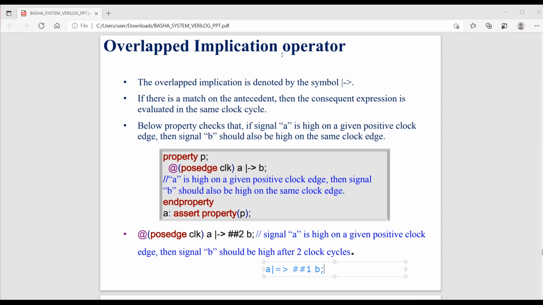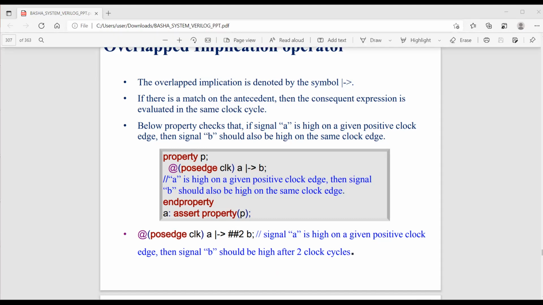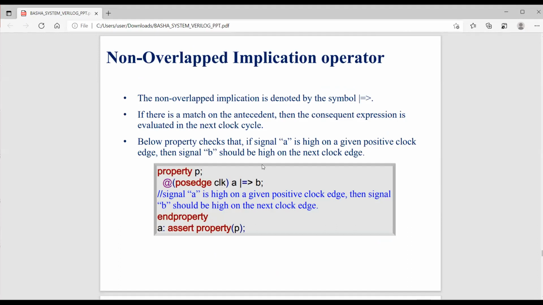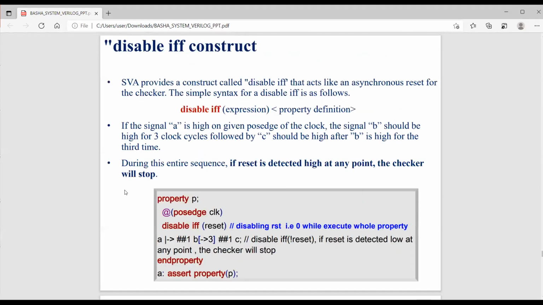Clear? Yes, ma'am. So this is overlapped implication, and the non-overlapped implication I have also explained. The symbol is this. The consequent expression is evaluated in the next clock cycle, whereas overlapped evaluates in the same clock cycle. This is how you can use the non-overlapped implication inside a property.